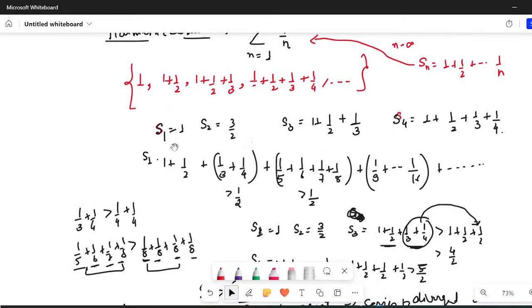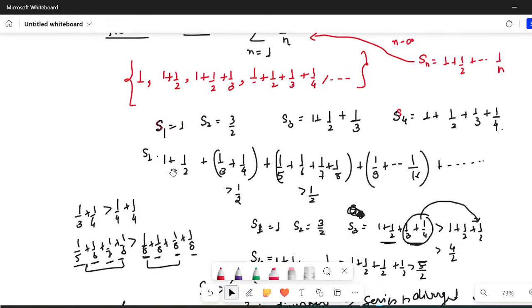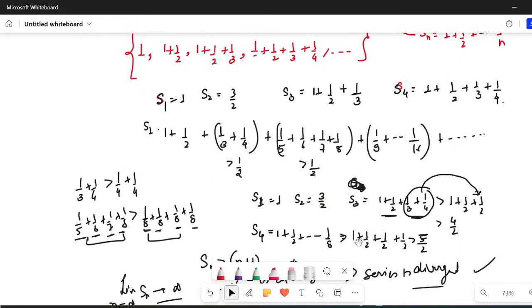If I write this summation 1 upon n as 1 plus 1 by 2 plus 1 by 3 plus 1 by 4 plus 1 by 5 plus 1 by 6 plus 1 by 7 plus 1 by 8 plus 1 by 9 and so on up to 1 by 16. I took this particular thing as it is and tried to make pairs. So 1 by 3 plus 1 by 4 is greater than 1 by 4 plus 1 by 4. Similarly, 1 by 5 plus 1 by 6 plus 1 by 7 plus 1 by 8 can be written as greater than 1 by 2, and remaining all those things.